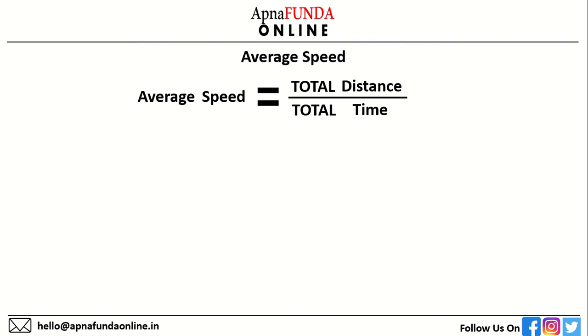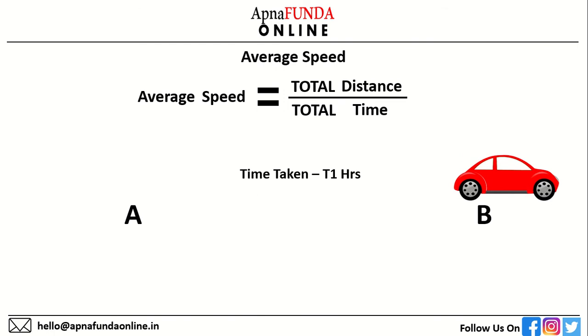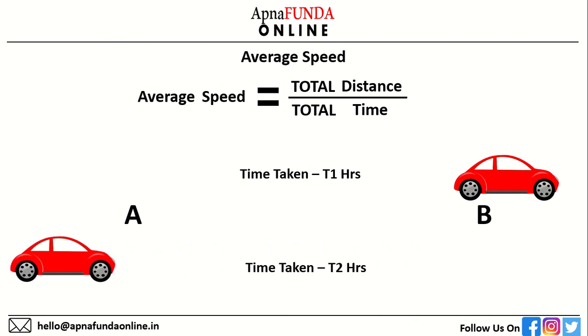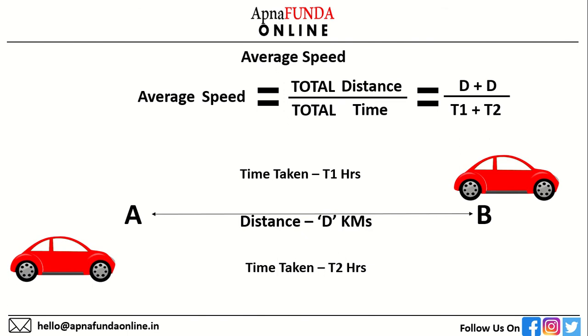Let's see an example. A car travels from point A to B and it takes T1 hours to cover the distance. The same car returns to point A from point B and it takes T2 hours to cover the same distance. Let the distance between them be D kilometers. So average speed is equal to twice the distance, that is D plus D, divided by the total time, that is T1 plus T2.